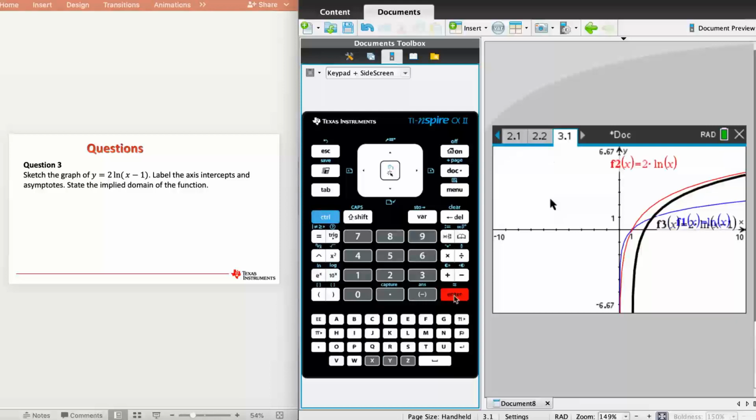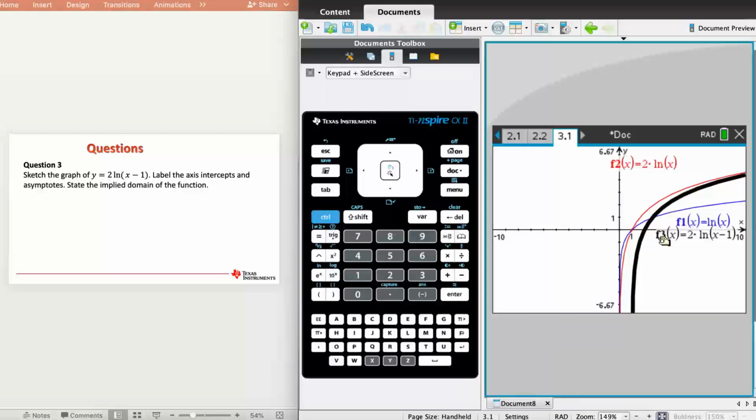So what's happened now with this black graph is it appears that the graph has shifted to the right. Again, that ties up with the transformations that you've done across the board, where it's shifted one place to the right, and it appears as if the vertical asymptote is now the line x equals 1. So we're looking at the black graph.